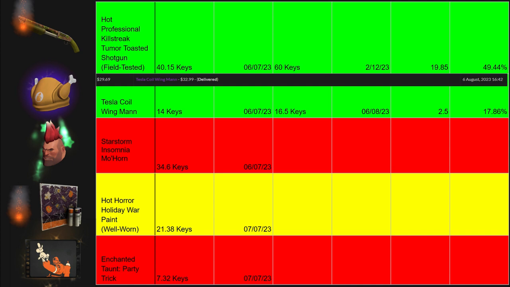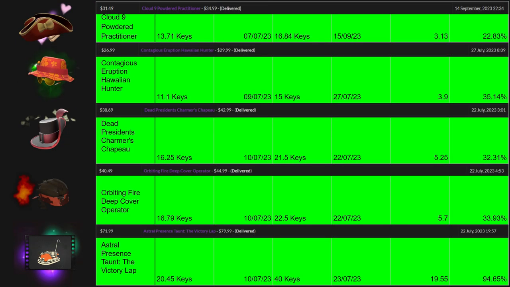Hot Horror Holiday Warpaint Well Worn. This is an okay looking warpaint that I got for really cheap. This is just one of those items I think I'll have laying there until I get lucky one day. Enchanted Taunt Party Trick. This is a nice looking taunt, but I probably quicksold it due to high market competition. Cloud 9 Powdered Practitioner. I honestly think this hat is very underpriced, a small profit margin, but I'll take it.